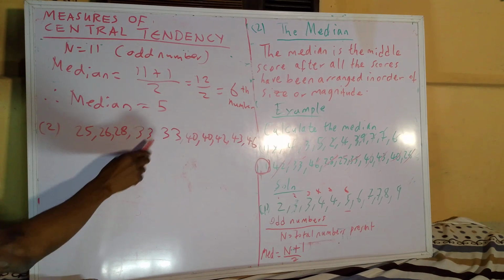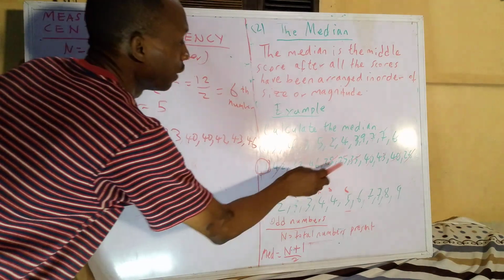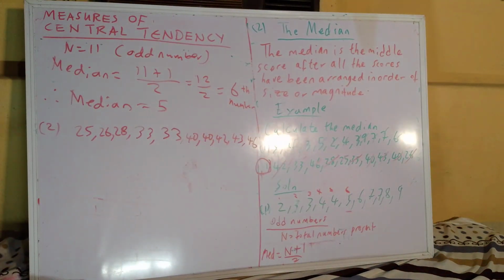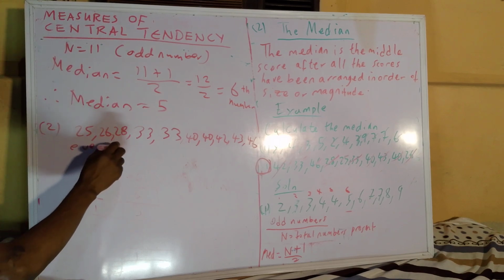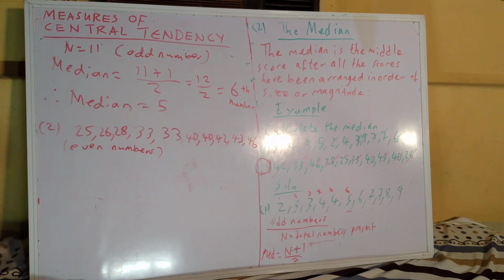1, 2, 3, 4, 5, 6, 7, 8, 9, 10. You now count again. 1, 2, 3, 4, 5, 6, 7, 8, 9, 10. So that's when it's complete. Is it odd or even? It's an even number. So it's a case of even numbers. Because in a case of even number, what do we do? We will add 1. Do we add 1 to get the median?